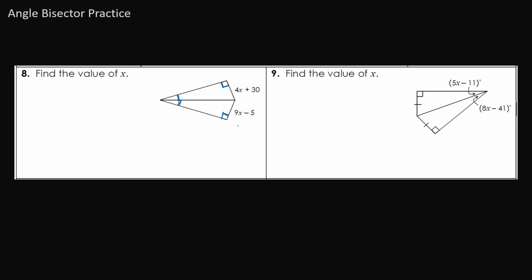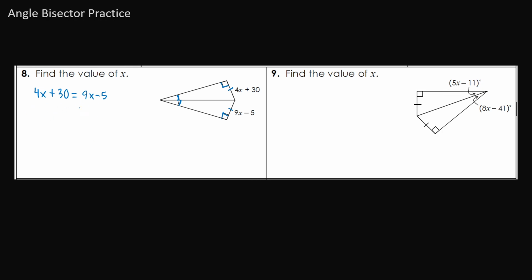So with that being the case, we can confidently say that this 4x plus 30 segment would be the same length as the 9x minus 5 segment. We're saying they're congruent to each other. So we can write an equation and set that up. 4x plus 30 is equal to 9x minus 5. And we can solve for x.